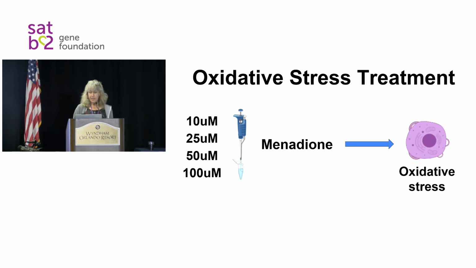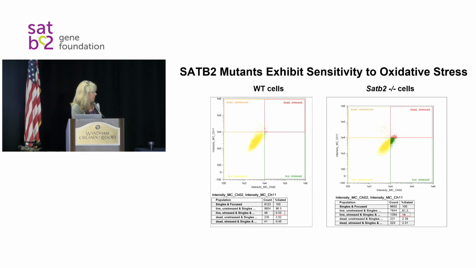And then we tried different amounts, because even the healthiest cell, as you know as a human, even the healthiest person under a lot of stress will be stressed. But we wanted to find a situation that would be a little bit of stress that wouldn't bother a healthy cell, but that might push the SATB2 cell over the edge. So in that case, it was that lowest amount there.